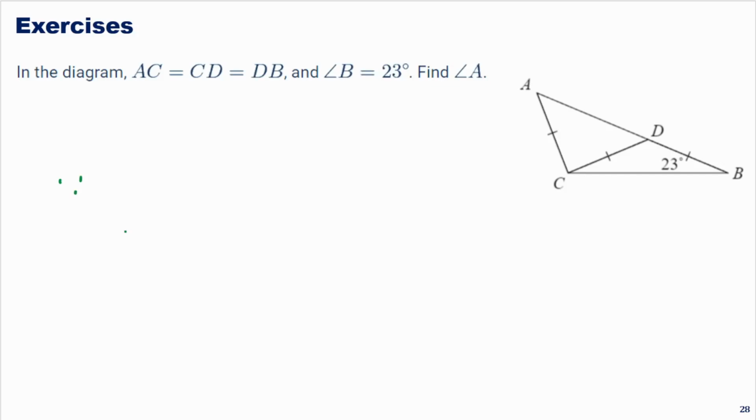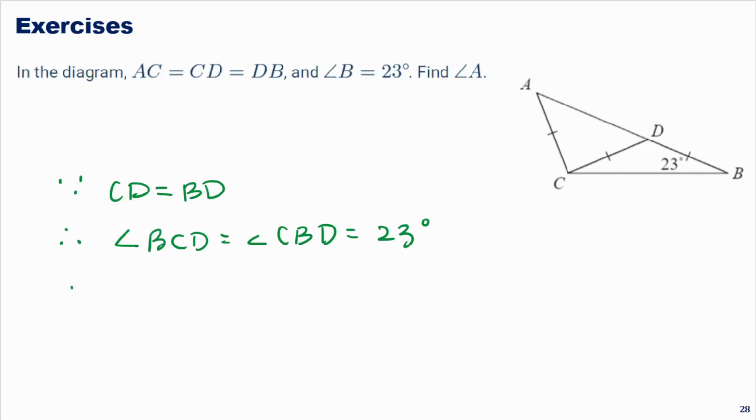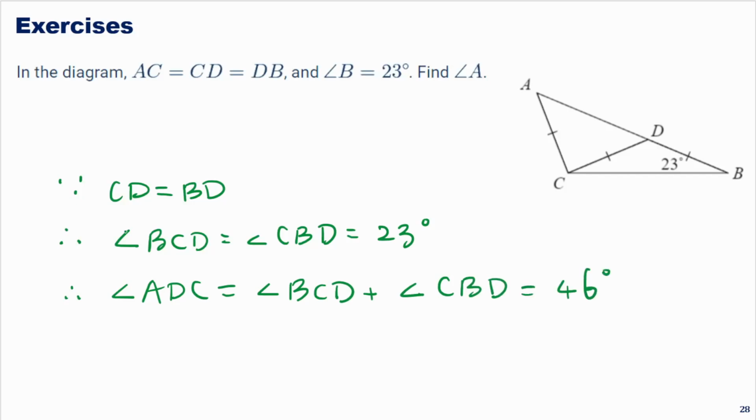Alright, first, because CD equals BD, then we know angle BCD equals angle CBD equals 23 degrees, right? And angle ADC equals angle BCD plus angle CBD, which is 46 degrees. And because AC equals DC, we have angle A equals angle ADC, which is 46 degrees, right? Any questions?